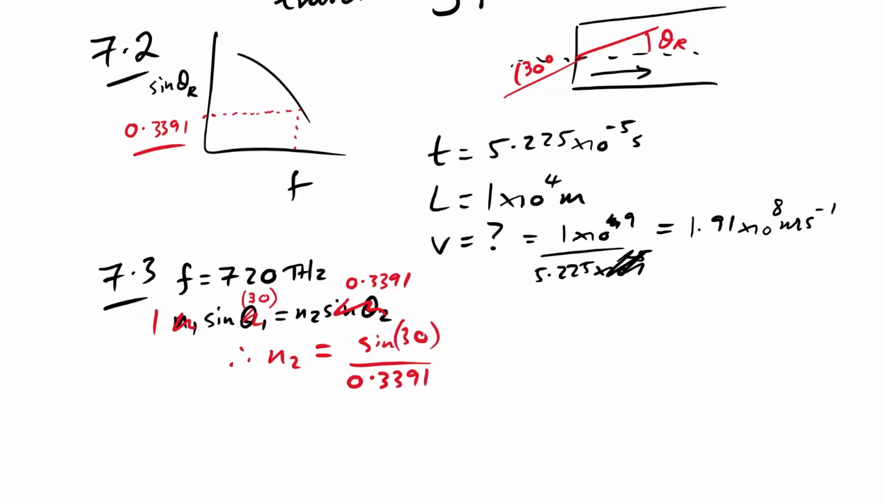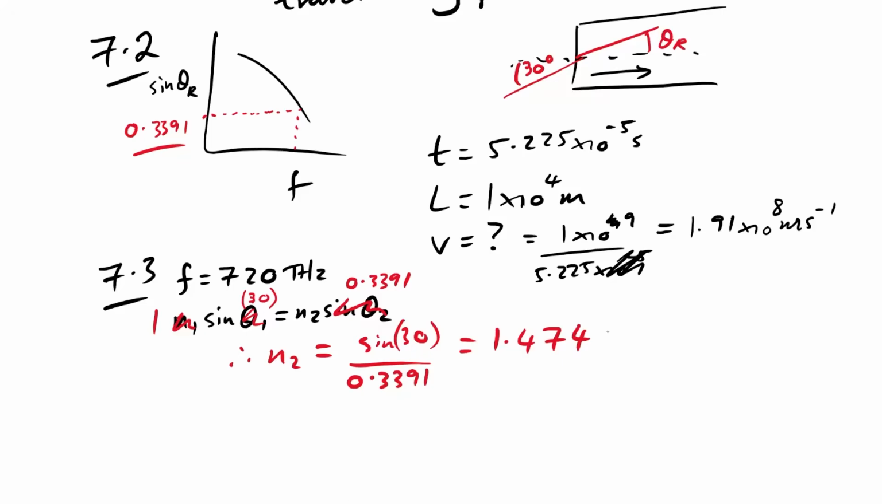Do we really need to go to 4 sig figs? I think we better had. So we end up with a refractive index of 1.474, just about, nearly 5. Let's go with 4. There is a bit of a shortcut with this question, but we'll do it properly.